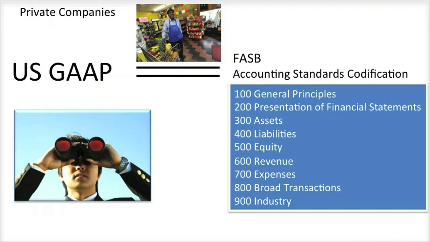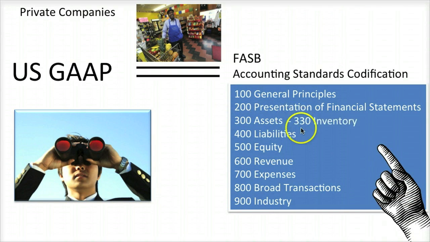Now, if you want to know what current US GAAP for inventory is, you can just look up code 300 for assets, then 330 for inventory, and you have it. In the ASC, each major accounting topic has its own ASC code. The topics included in the ASC are noted below. Don't worry, I will not test you on these topic numbers.